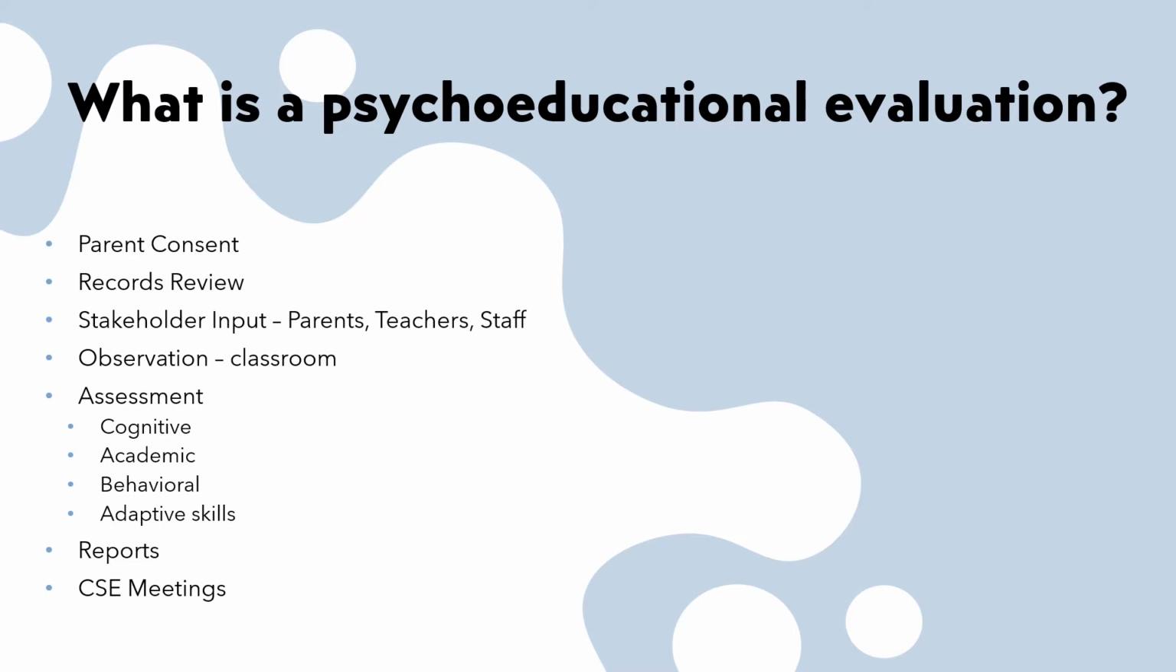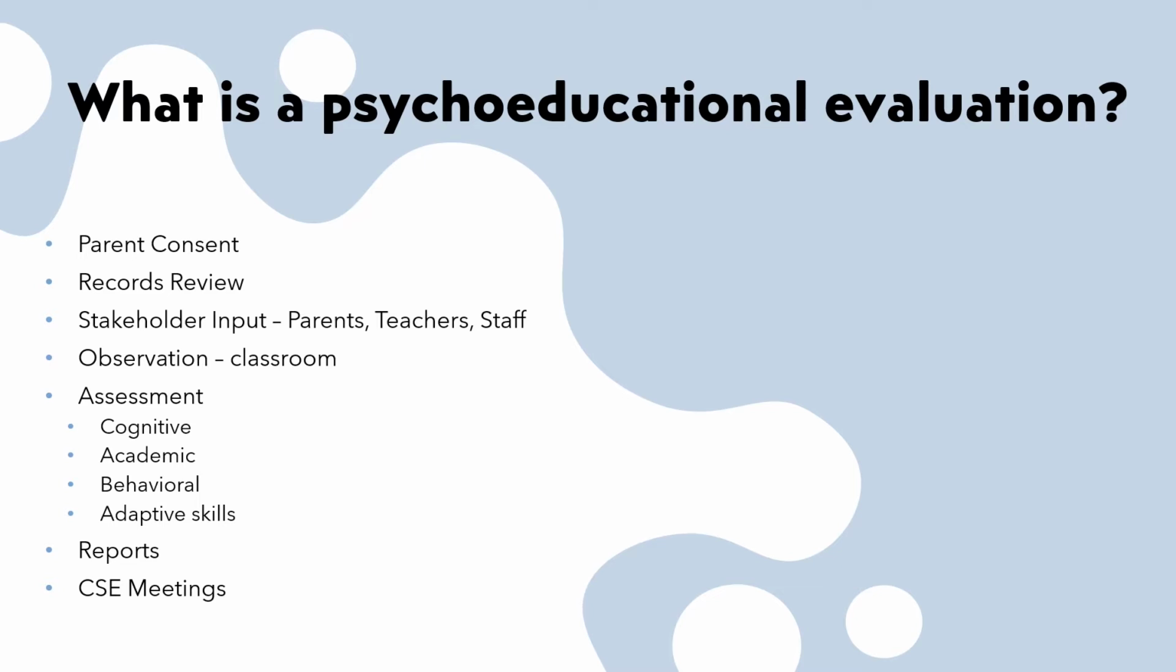So how does the process work for me as a school psychologist? Well, the first thing that we do in this process is we obtain parent consent, which is the most important step. When an evaluation is coming up, we send home paperwork for the parents to fill out to provide consent for the testing and the evaluation of their child.